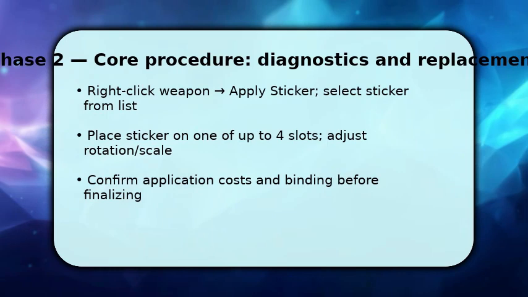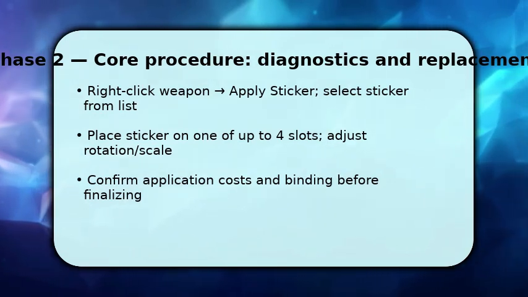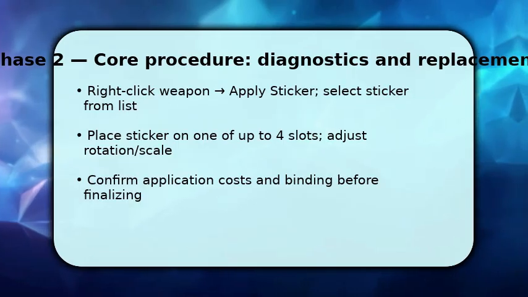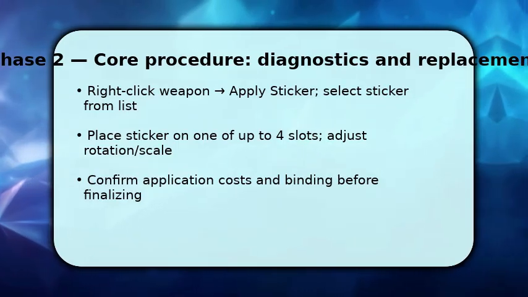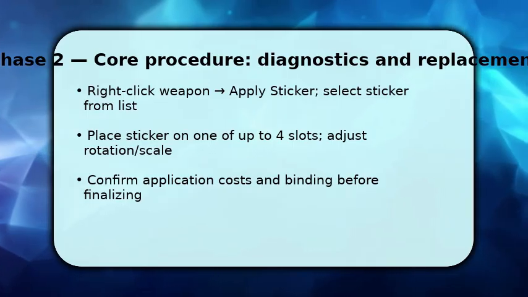You right-click the weapon and choose Apply Sticker, then select the sticker from your inventory list. Next, place it on one of up to 4 sticker slots. Use rotation and scale controls to get the look you want. Once adjusted, confirm the transaction.